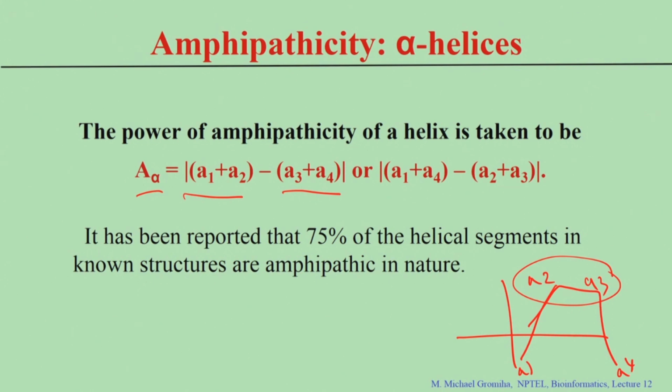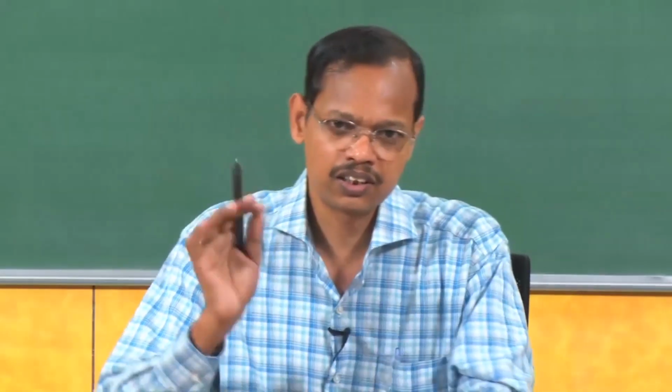So, from this one you can see whether they are amphipathic or not. If you look into the literature, about 70 to 75% of the helical segments of known structures are amphipathic in nature. In this case, if you use this type of profiles, you are able to predict to some level of accuracy, at least 65 to 70% accuracy, in any sequence.